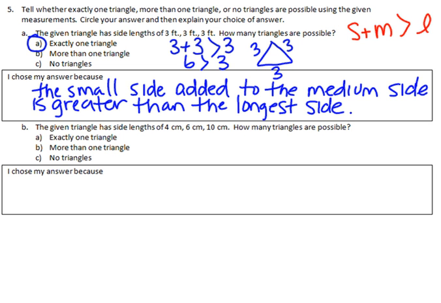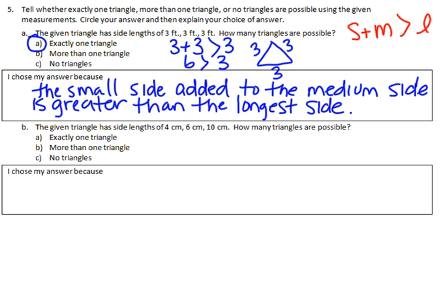So for my explanation, I said the small side added to the medium side is greater than the longest side. I would encourage you to also include the math part that goes with it. That'll give you further justification. All right, part B, we have side lengths of 4, 6, and 10.